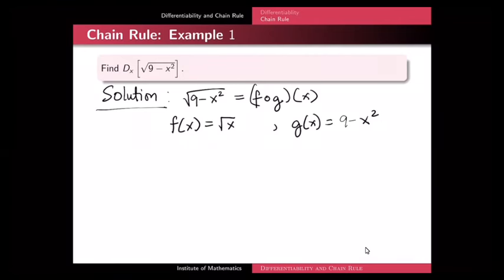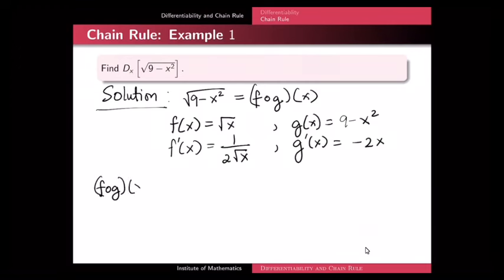Then we get the derivatives of these functions. What is f prime? The derivative of square root of x is just 1 over 2 square root of x, while the derivative of 9 minus x squared is negative 2x, okay? So let's recall, how do we get the derivative of a composition of functions? So this is just equal to f prime of g of x times g prime of x. That is the chain rule. Okay?